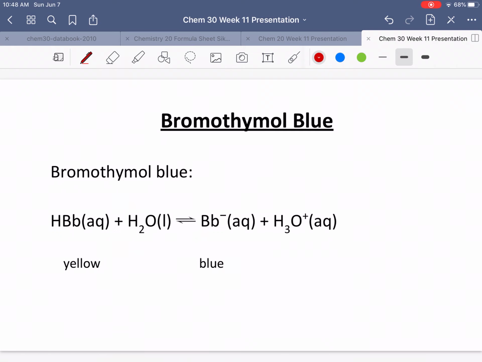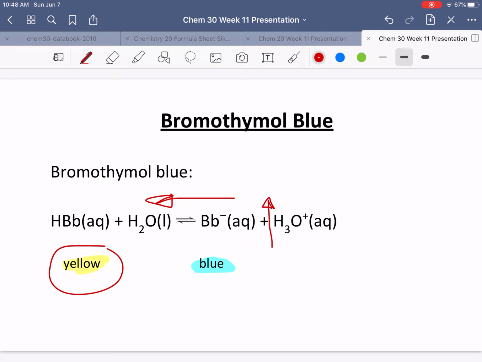For example, let's look at a specific indicator with bromothymol blue. Bromothymol blue in its more acidic form is yellow, right here. Vice versa, bromothymol blue in its more basic form is blue. So let's play around with it like this. If we add hydronium, so if we add an acidic substance, we are in theory increasing the concentration of hydronium. Naturally, the equilibrium shifts to the left, and it's going to look yellow.